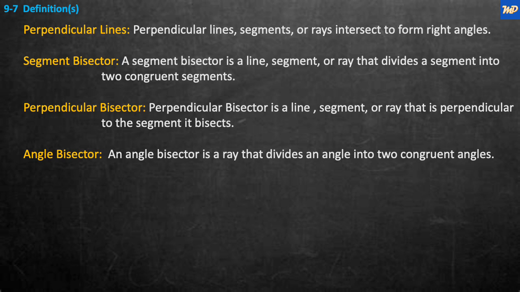Okay, before we get started, there's a few definitions I'd like to go over, and of course we'll see them later in the section, but I'd like to go over them now so you have a chance to listen to them and hear these. Perpendicular lines, segments, or rays intersect to form right angles. Segment bisector: a segment bisector is a line, a segment, or a ray that divides a segment into two congruent segments. Perpendicular bisector is a line, a segment, or a ray that is perpendicular to the segment it bisects. And angle bisector: an angle bisector is a ray that divides an angle into two congruent angles.